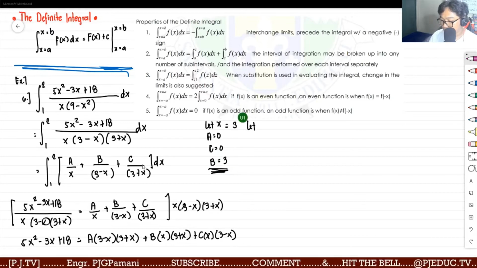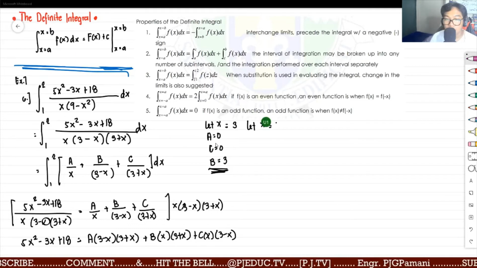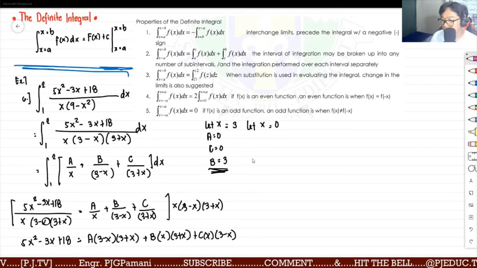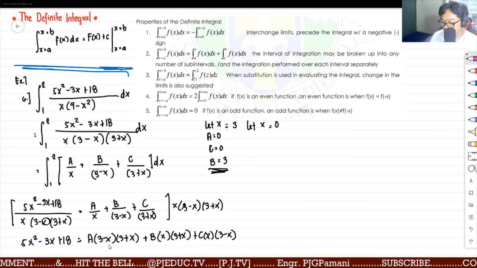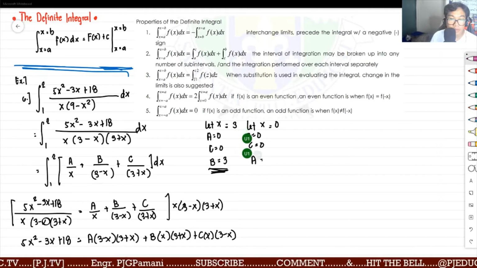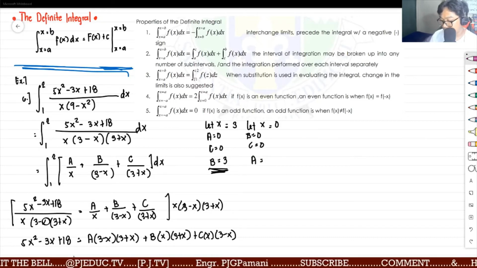Ano pa? Anong pwedeng i-substitute na value ng X? Diretso na tayo sa 0, kasi yun yung nandun sa numerator ni A eh. So, x is equal to 0. Substitute 0 times 3 plus 0, cancel. So, yung a ang makukuha natin. B is 0, C is 0. Anong value ni A? That is 3 times 3, 9, 0, 0, 18. So 18 divided by 9 is 2.